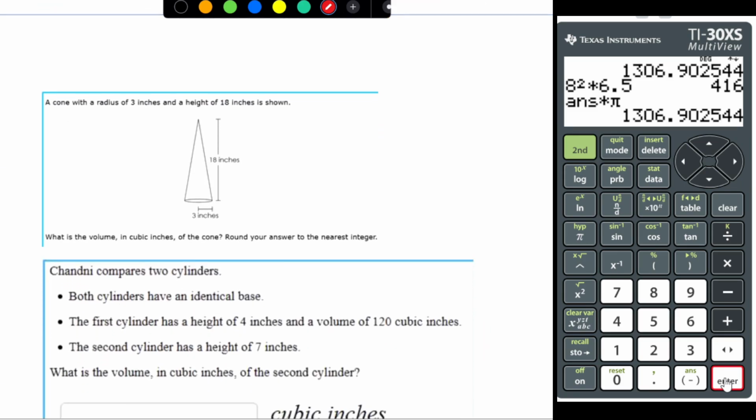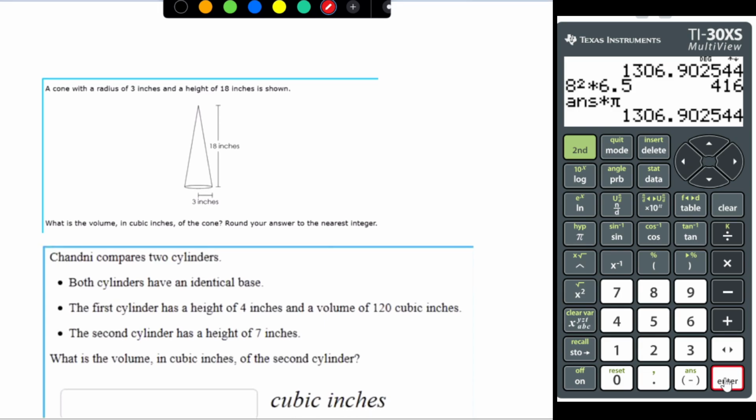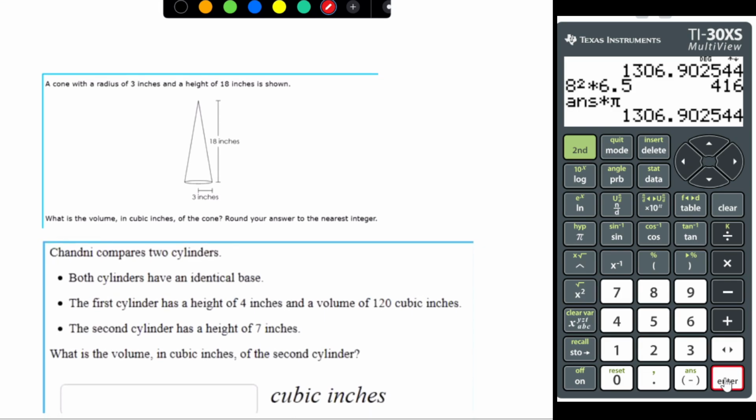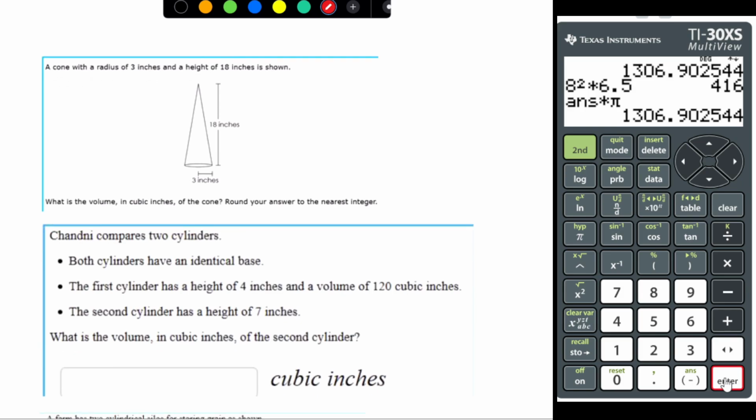A cone with a radius of 3 inches and a height of 18 inches is shown. Now this is nice because there's no guesswork on whether or not it's a radius or a diameter because it tells you it's a radius. It says it right here. What is the volume in cubic inches of the cone? Round your answer to the nearest integer. Nearest integer is the nearest whole number. Volume of a cone is similar to a cylinder but slightly different. It is 1/3 pi r squared h, meaning that it's exactly 1/3 the volume of a cylinder with the same radius and height.